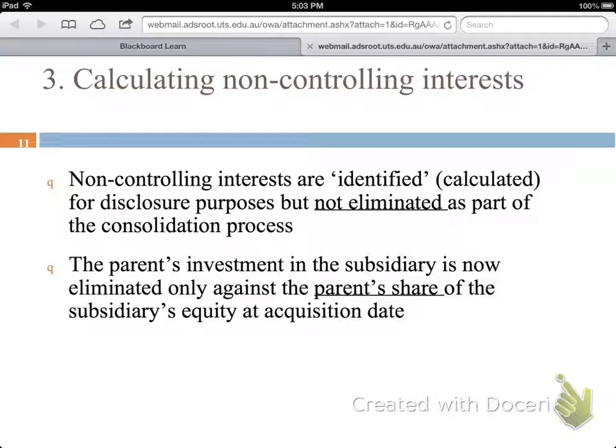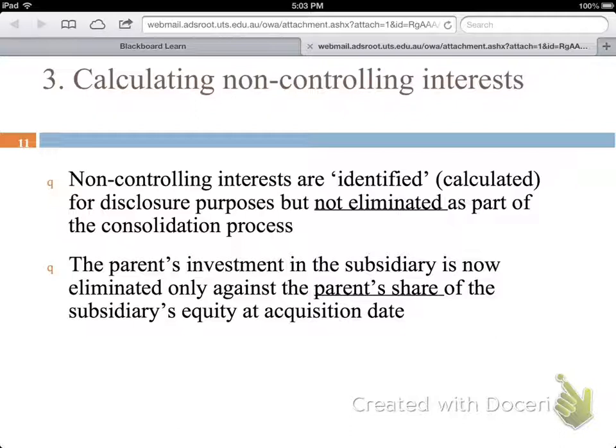How do we calculate non-controlling interests? The non-controlling interests are identified for disclosure purposes only, and they're not eliminated as part of the consolidation process. The entry that we record for non-controlling interests is actually very similar to the elimination entry, but we're not eliminating non-controlling interests. All we're trying to do is allocate the equity of the subsidiary attributable to the non-controlling interests.